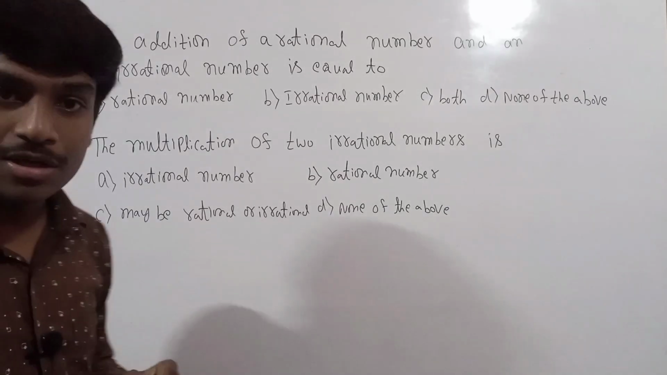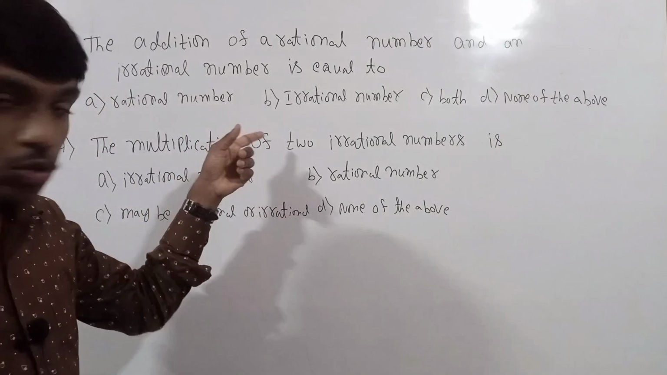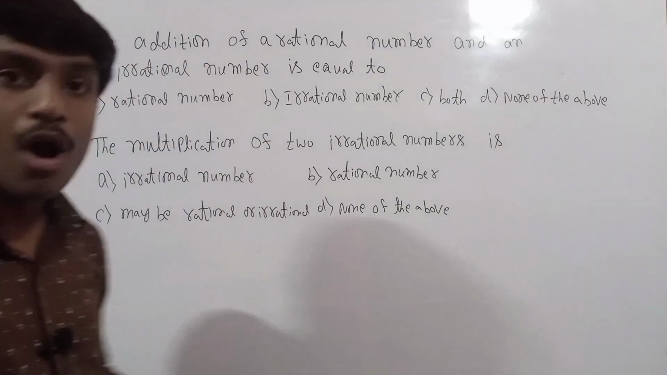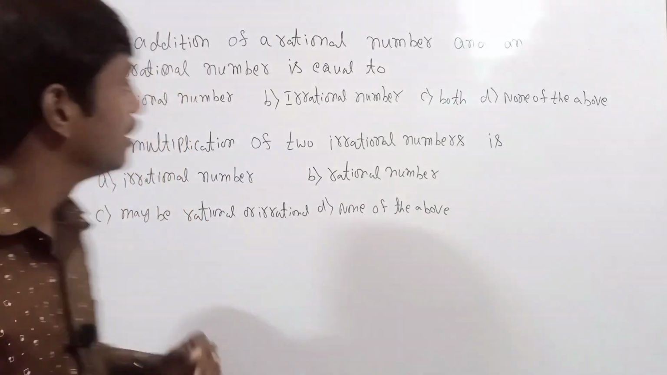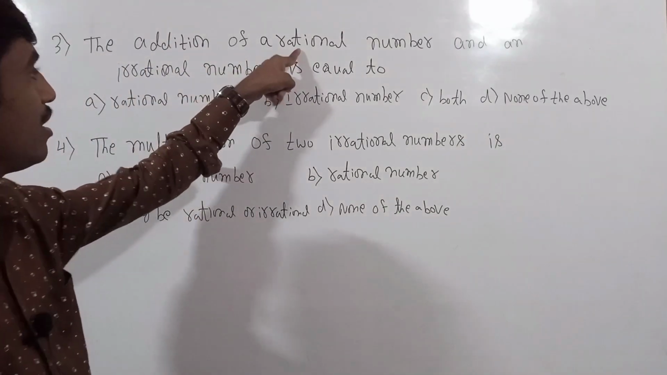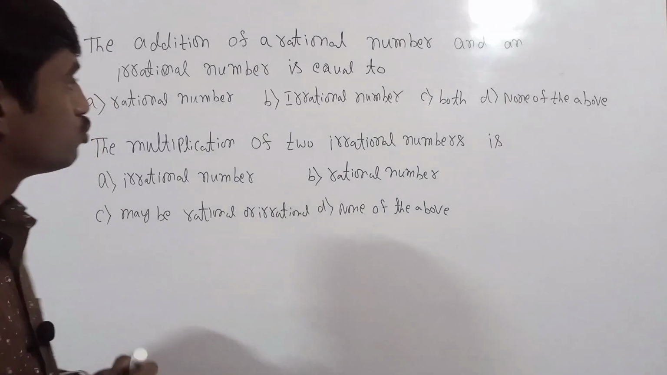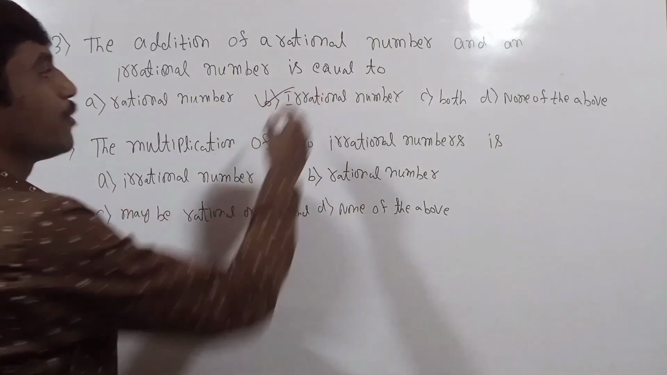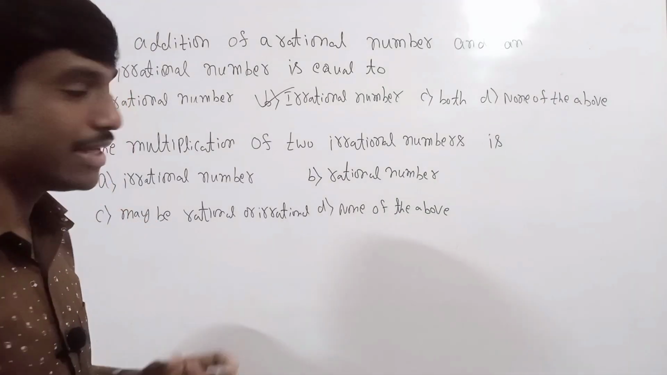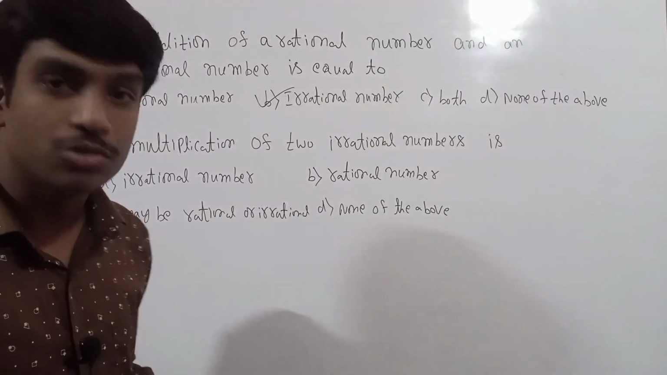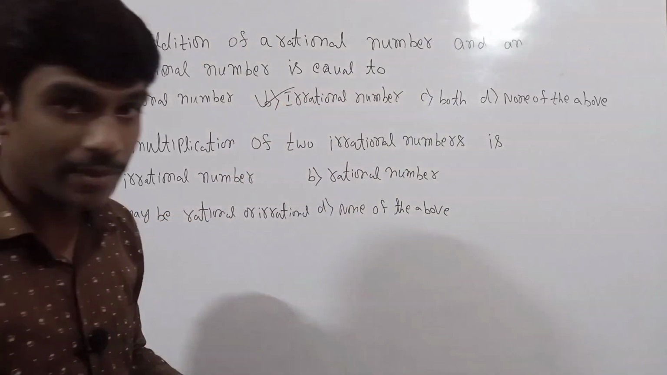In the last question I told that when you add, subtract, multiply or divide a rational number with an irrational number, the answer will be irrational only. So here it is a rational number with an irrational number, so obviously the answer is an irrational number only. For example, if the rational number is 2 and the irrational number is root 3, then 2 plus root 3 stays 2 plus root 3, so it's an irrational number.